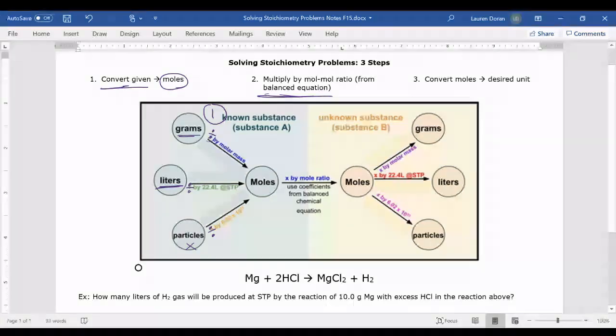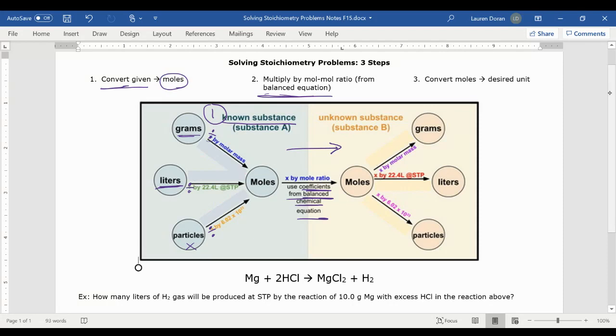Okay, once you have your given value in moles, then you use the mole to mole ratio that comes from the coefficients from the balanced chemical equation. All of this is going to be using dimensional analysis, so we will set it up in a way to make sure that our units cancel appropriately. This is the transition from our given known substance to the unknown substance that we're asked about. The mole to mole ratio is what allows us to translate from substance A to substance B. As you can see, the colors also change on this map.